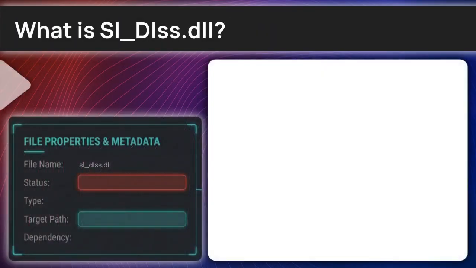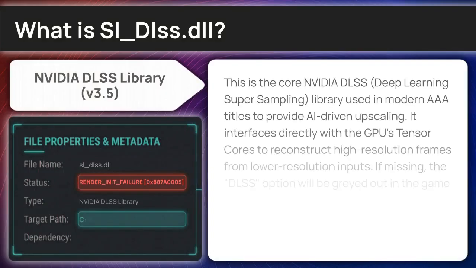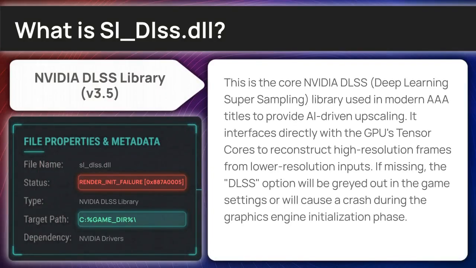This is the Streamline DLSS module. This is the core NVIDIA DLSS, deep learning super sampling, library used in modern AAA titles to provide AI-driven upscaling. It interfaces directly with the GPU's Tensor cores to reconstruct high-resolution frames from lower-resolution inputs. If missing, the DLSS option will be grayed out in the game settings, or will cause a crash during the graphics engine initialization phase. Now let's dive into the solution, starting with a standard reinstallation.